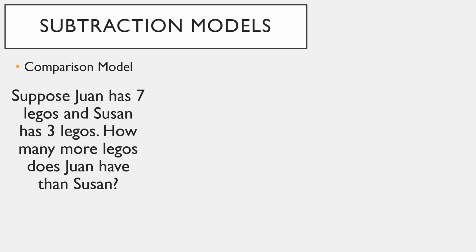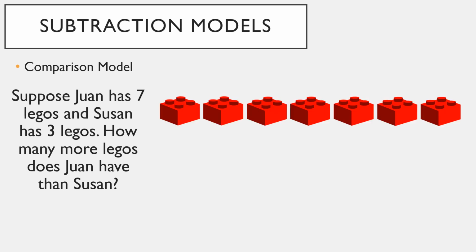It says, suppose that Juan has 7 Legos and Susan has 3 Legos. How many more Legos does Juan have than Susan? All right, so we'll start off by representing Juan's 7 Legos. And then we're going to bring in Susan's 3 Legos, and we're going to compare those.